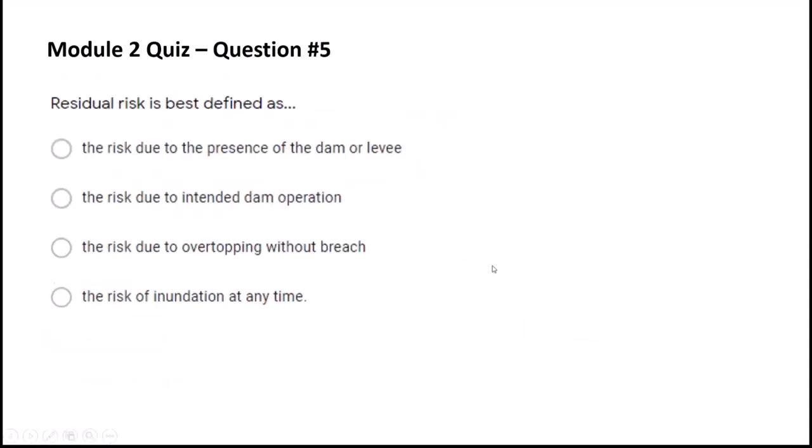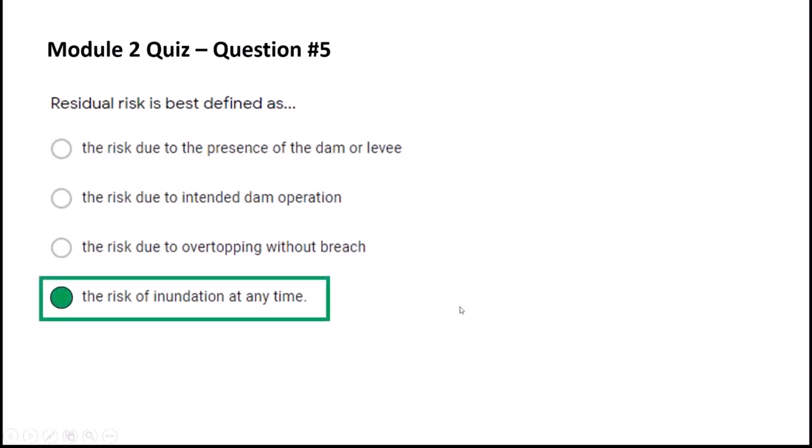On our last question, question number five, definition: residual risk is best defined as the risk of inundation at any time. Remember, residual risk is going to be the combination of your incremental risk and your non-breach risk. Your incremental risk is the risk due to the presence of the dam or levee. Your non-breach risk is the combination of your risk due to intended dam operation and the risk of overtopping without breach. All of those things combine to give us the risk of any inundation at any time, and that is going to be our residual risk.